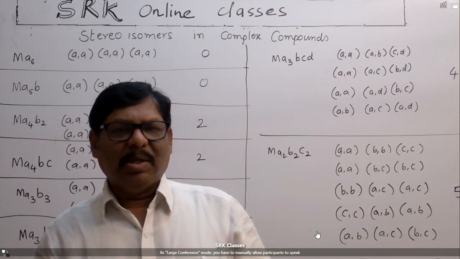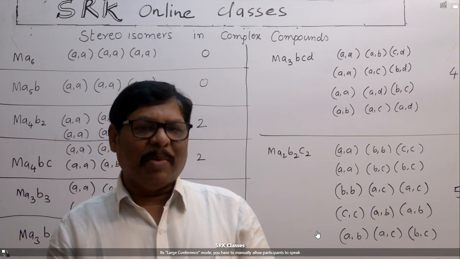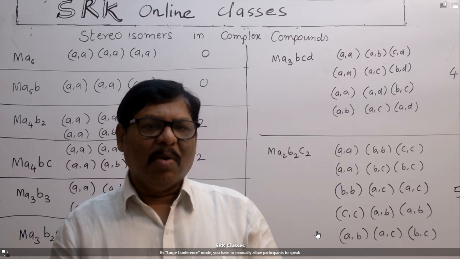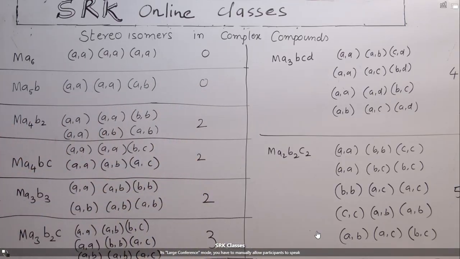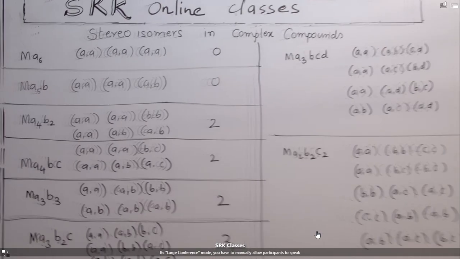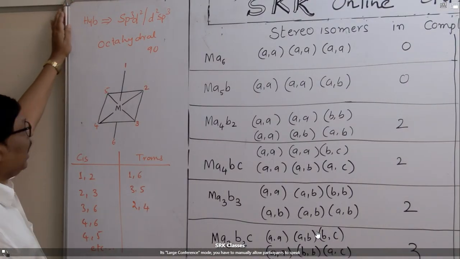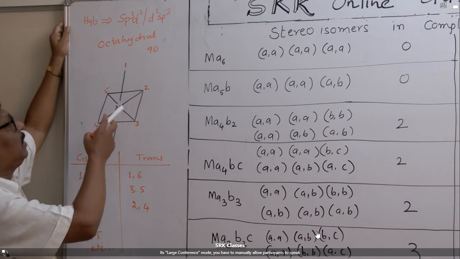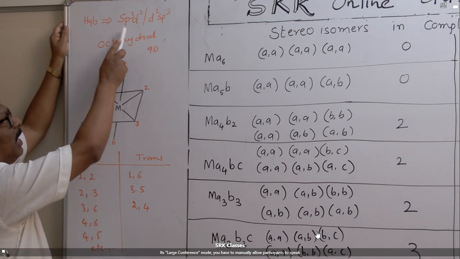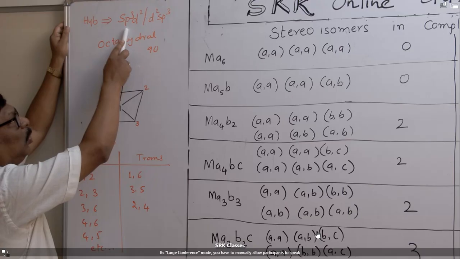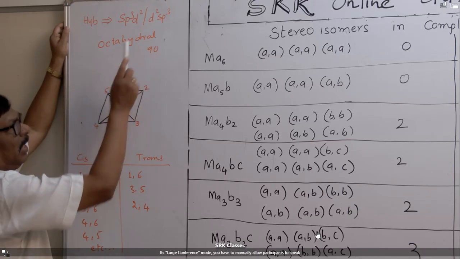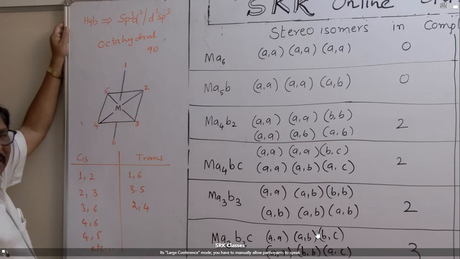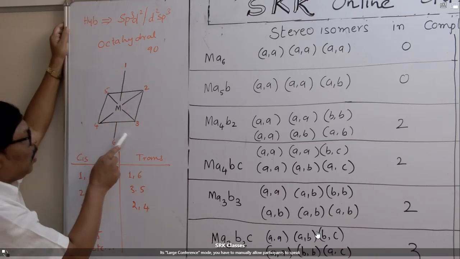So before that, what is a six coordinated complex? What is the geometry? What is the hybridization? That first we'll discuss. Look at here. Here I have given an octahedral complex. Hybridization of an octahedral complex is sp3d2 or d2sp3. Shape of the molecule is octahedral. Bond angle is 90. This is the general representation of six coordinated complexes.